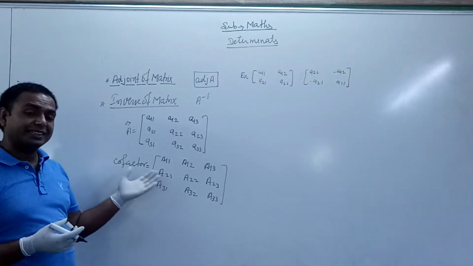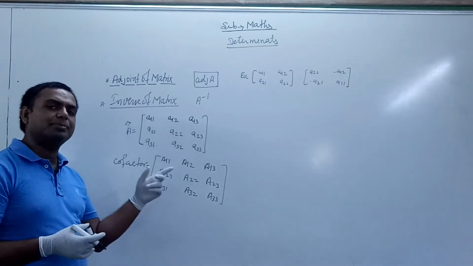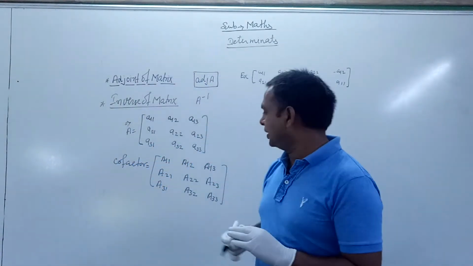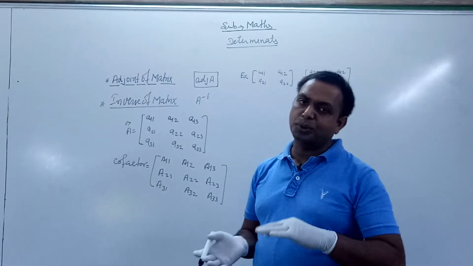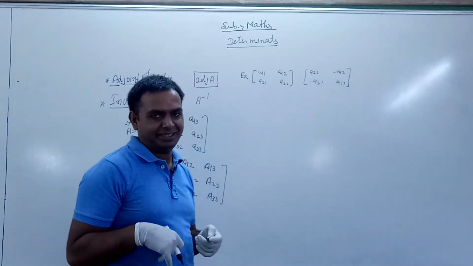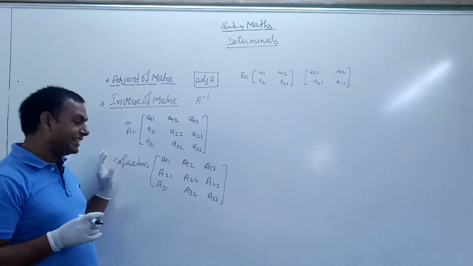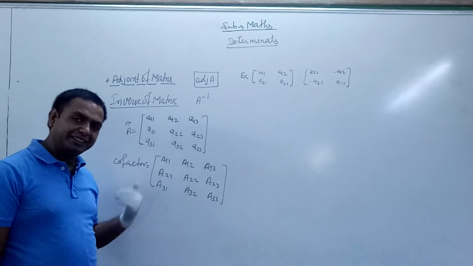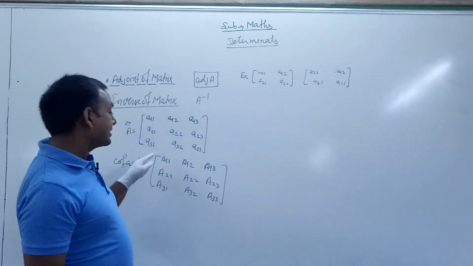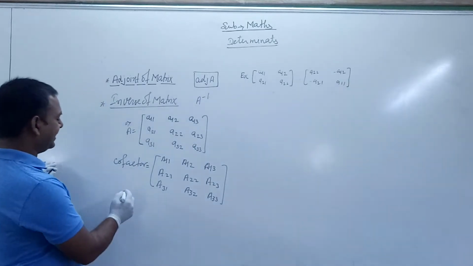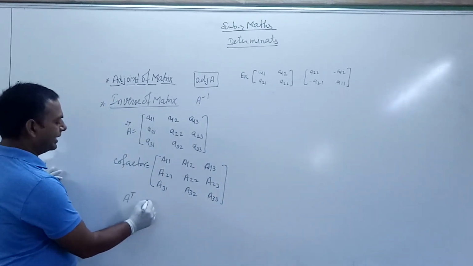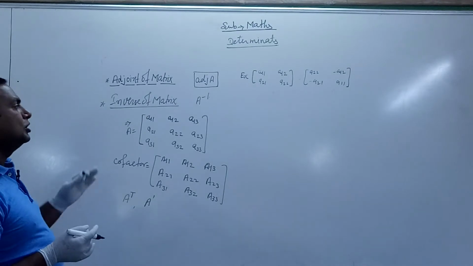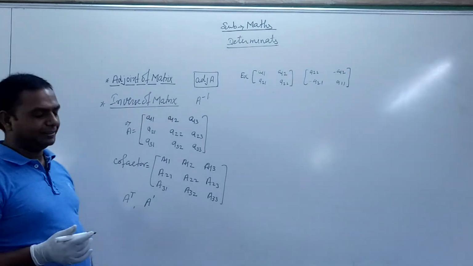If you take the cofactor and then take the transpose of that cofactor, meaning you convert rows into columns, this is equal to the adjoint of A. Listen in a proper way. According to the minor, we can find the cofactor, and after that you take the transpose of the cofactor. Transpose is written as A to the power T, or A to the power dash. If you take the transpose, it is equal to the adjoint of A.